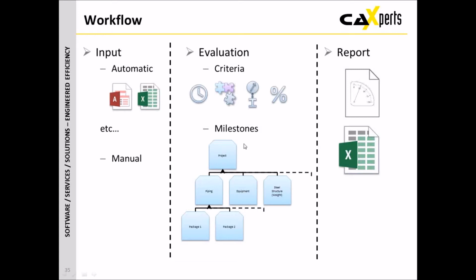Typically, we define the milestones. So the overall milestone would be the project, and that may be made up of the various disciplines, and we may have sub-packages that go within each one of those. So this progressing maps directly to the way you want to progress your project. It's not a pre-described way of functioning. So we then analyze that information and then generate the reports either as Excel tables or as graphical reports.